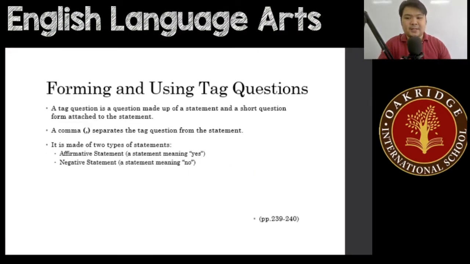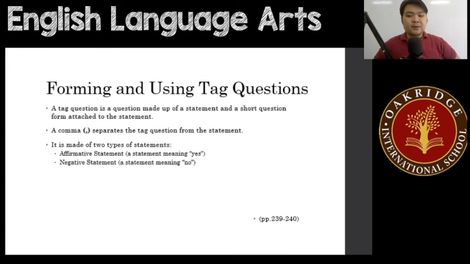Right? So what are tag questions? A tag question is a question made up of a statement and a short question form attached to the statement. A comma separates a tag question from the statement. To use tag questions, guys, these are basically for you to ask a person so that they would agree or disagree with you.